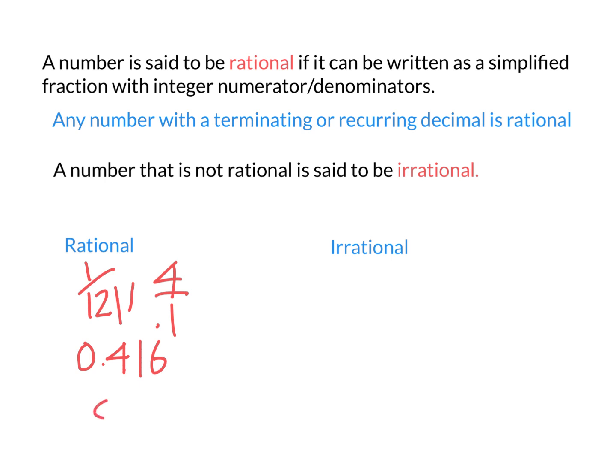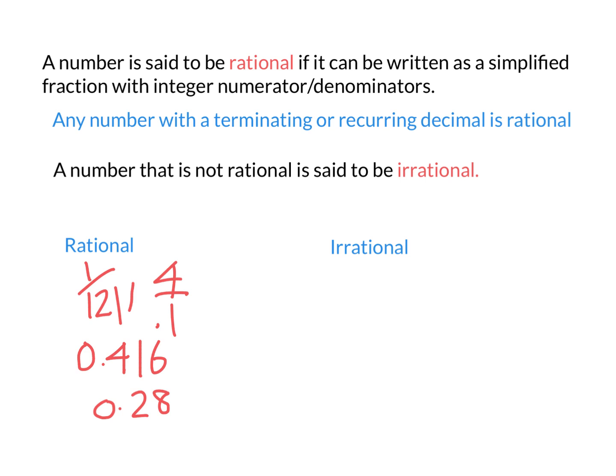Similarly, if we have something like 0.28, that's 7 over 25. So any recurring or terminating decimal can be written as a fraction. Any fraction can be written as either a recurring or terminating decimal. So this is what rational numbers are. So what then is irrational? What are the other options besides terminating or recurring decimal?